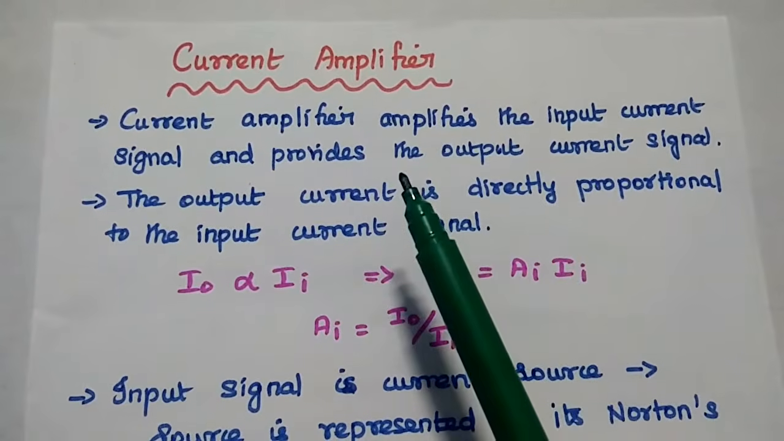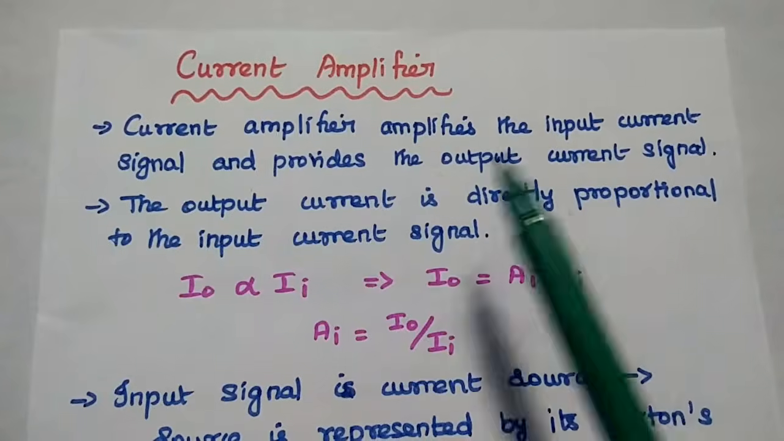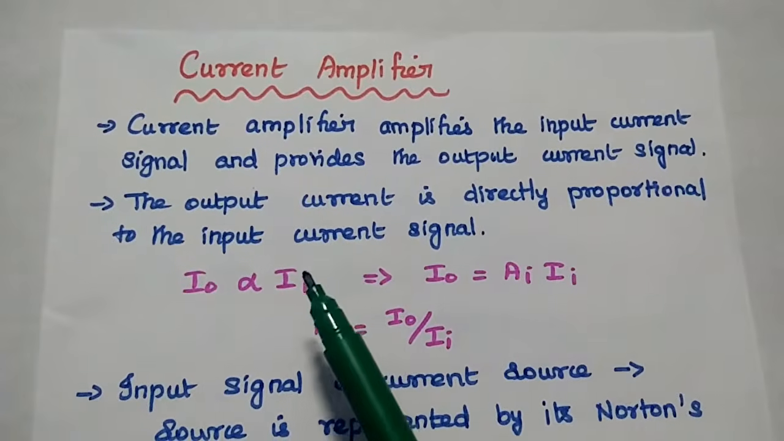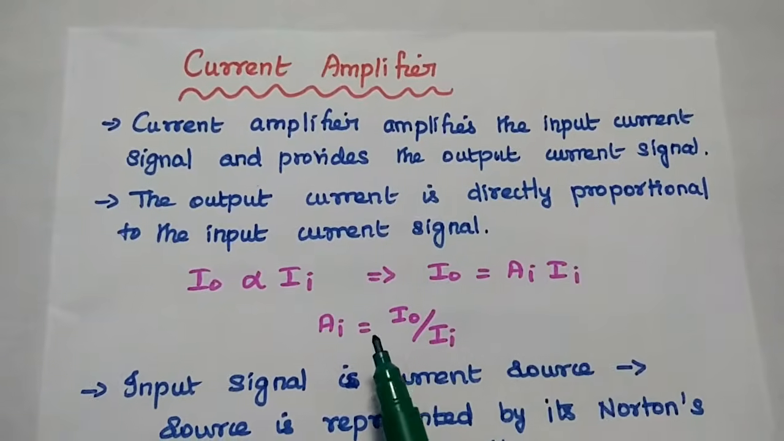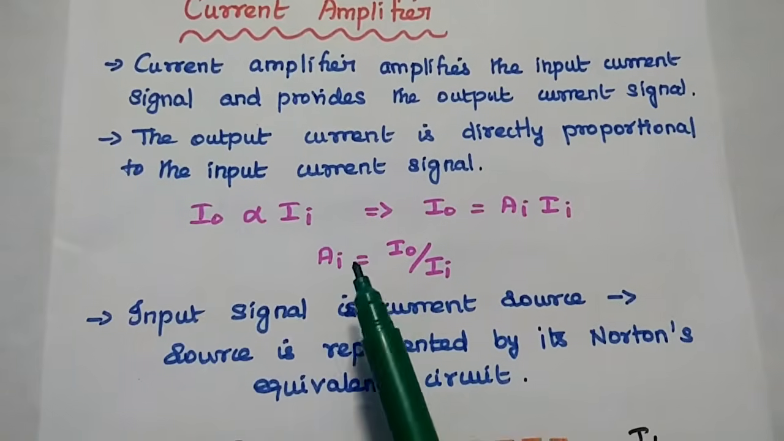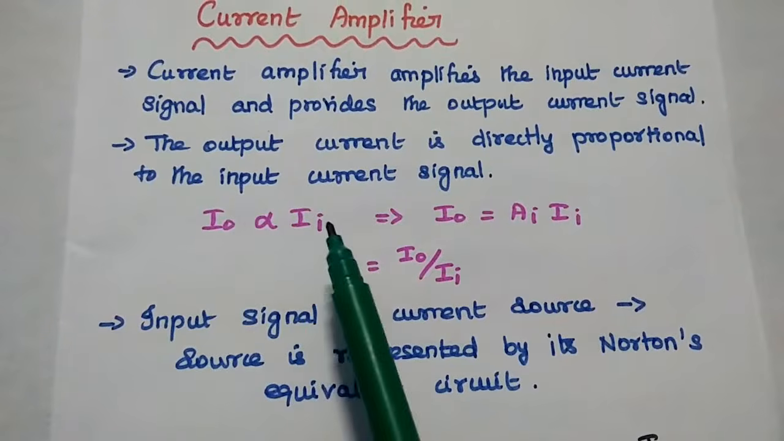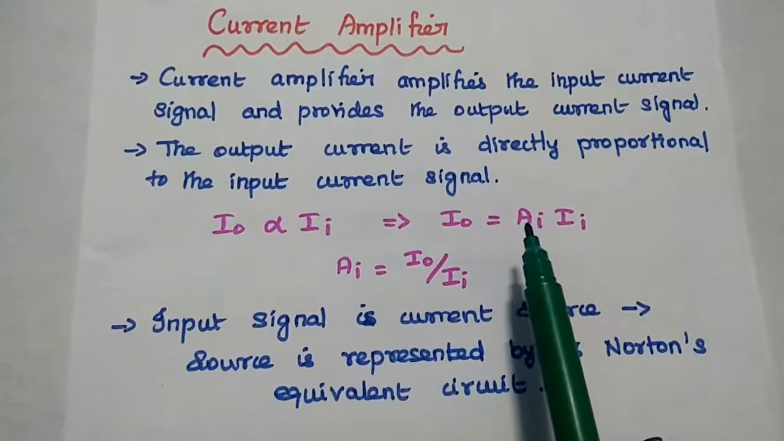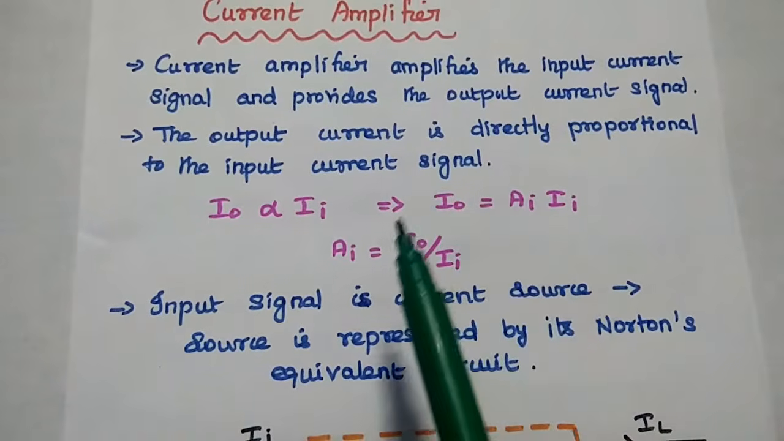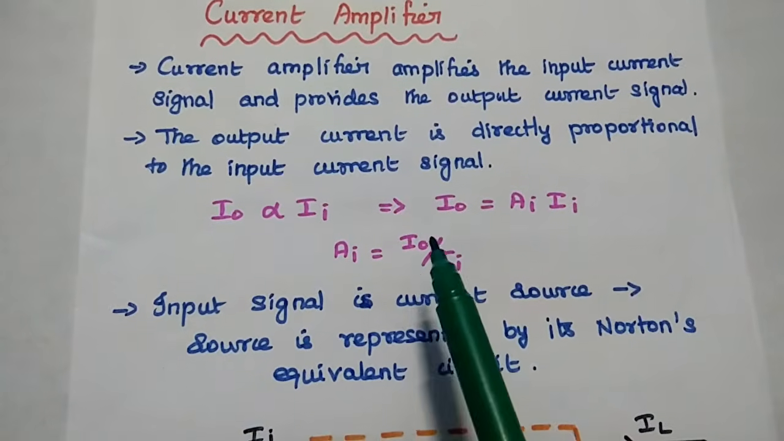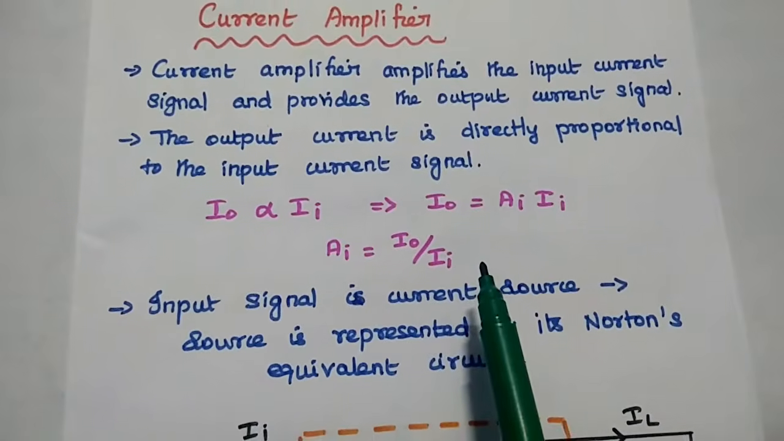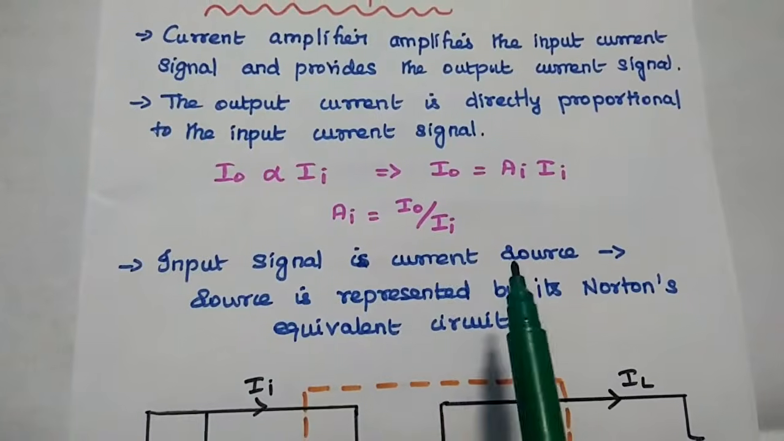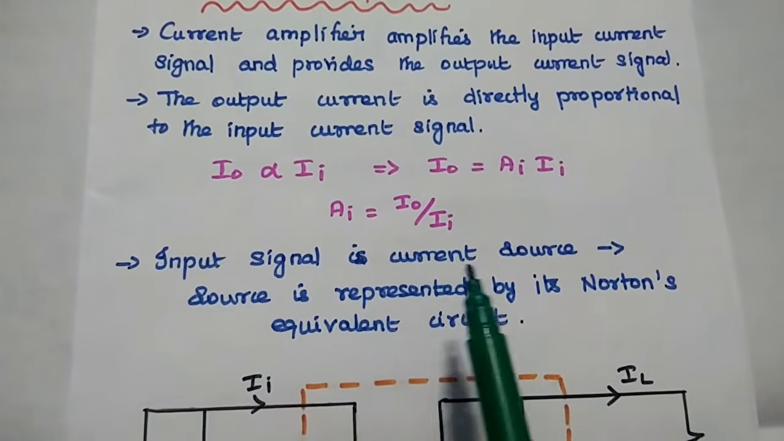It is an amplifier which amplifies the input current signal and provides the output current signal. So here the output current is directly proportional to the input current signal. That is IO is directly proportional to II. Then we can use this proportionality constant, that is nothing but the gain of this amplifier, AI is equal to output current by input current. Here both input and output are current signals.